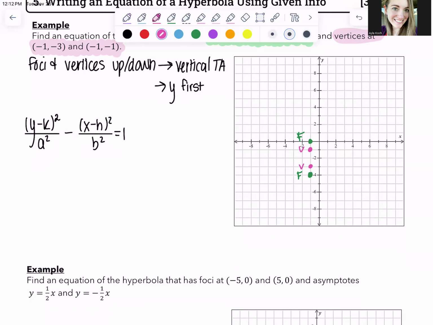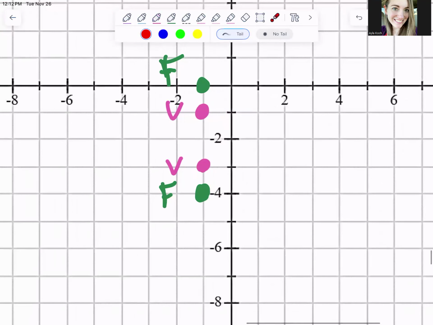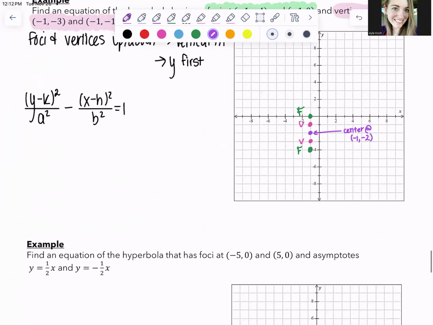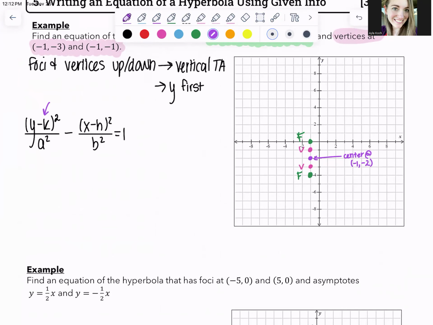Now, the center should be smack dab in the middle of the foci and the vertices, which is really easy with this one, right? One unit up for the vertex, 1 unit down for the vertex, 2 units up for the focus, 2 units down for the focus. So the center is going to be at (-1, -2). So h will be -1, k will be -2. So k equals -2, h equals -1.